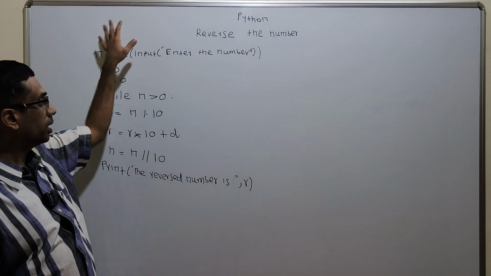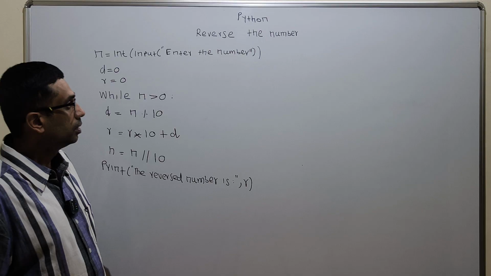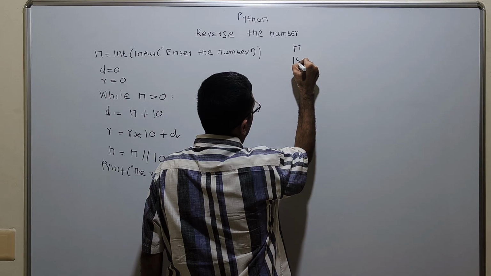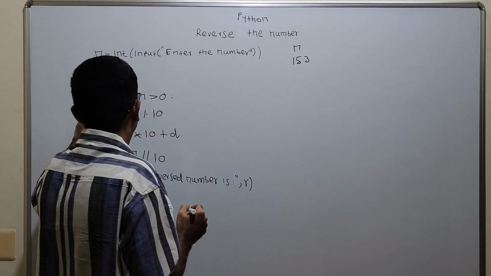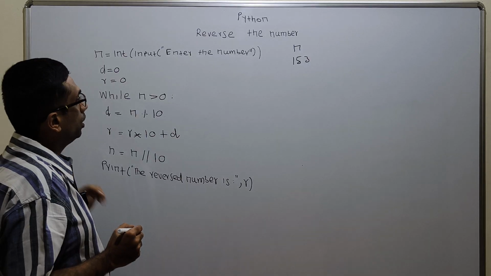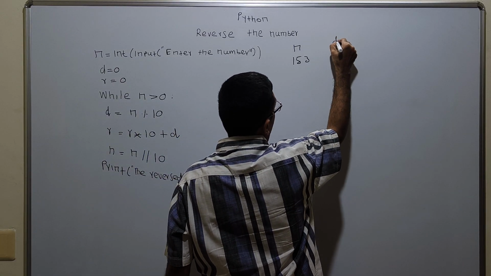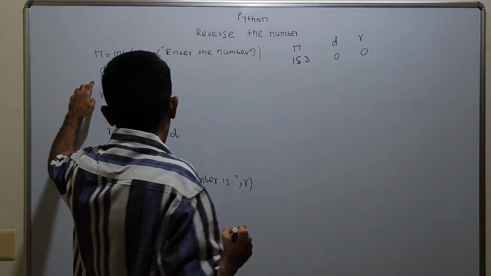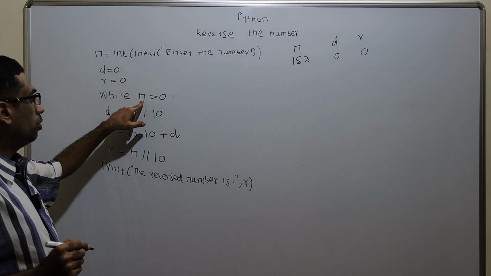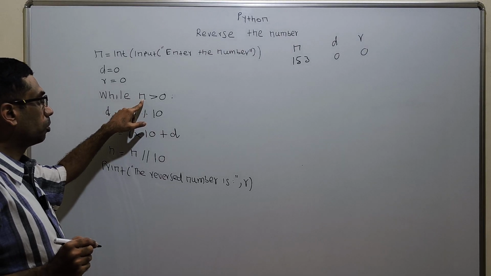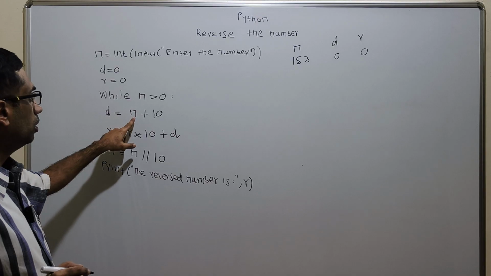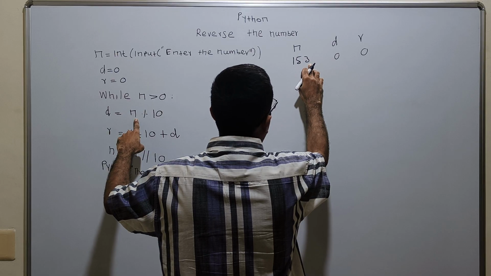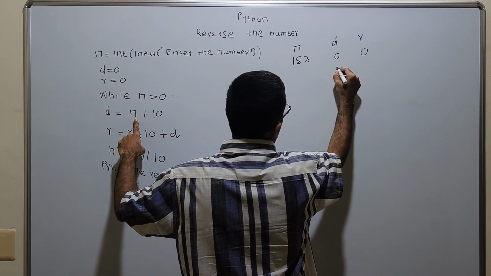Now we will take a sample input and check how this program works. For n, I am taking the value 153, d equal to 0, r equal to 0. So here the existing value of d is 0, r is 0. The control will come and check the value 153 greater than 0, that is true. Now d equal to n modulo 10. So d equal to 153 modulo 10 will return the remainder 3. So d will have the value 3.